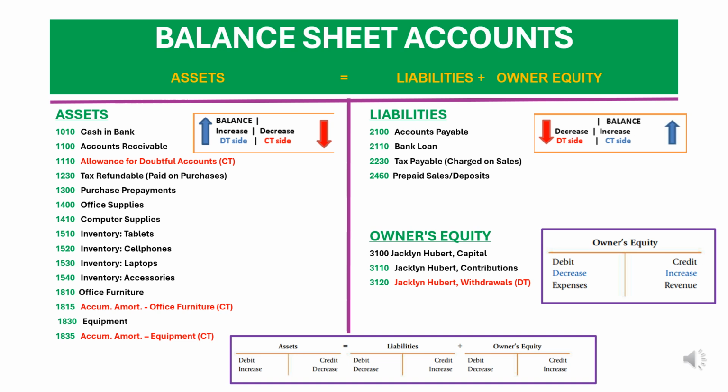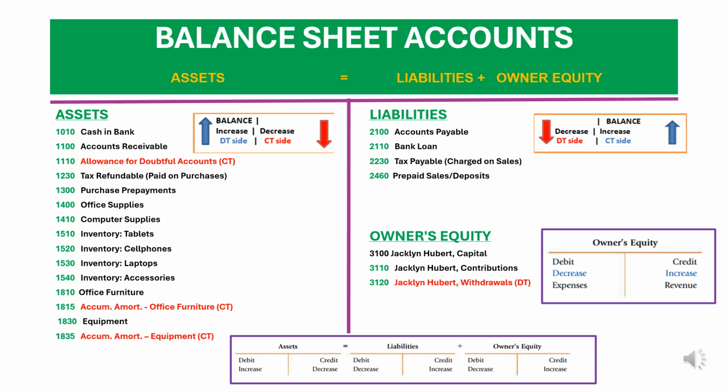Tax refundable or paid on purchases, they are taxes paid on purchases that are expected to be refunded. Purchase prepayments, payments made in advance for future purchases. Office supplies, costs related to supplies used in daily office operations. Computer supplies, expenses for computer-related consumables like keyboards, mice, and cables.